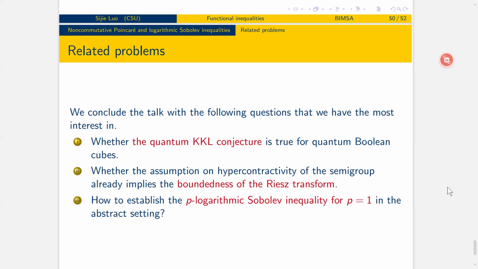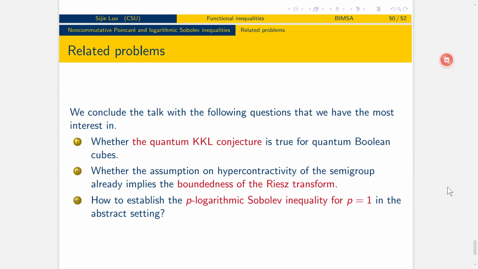And the second problem is whether our assumption of hypercontractive semigroup has already implied the boundedness of the Riesz transform. We don't know in the abstract setting, because in the classical setting, the boundedness of the Riesz transform can be deduced from some kind of curvature condition. But the curvature condition is also stronger than hypercontractivity in many settings. So we don't know whether hypercontractivity has already implied the boundedness of the Riesz transform or not.